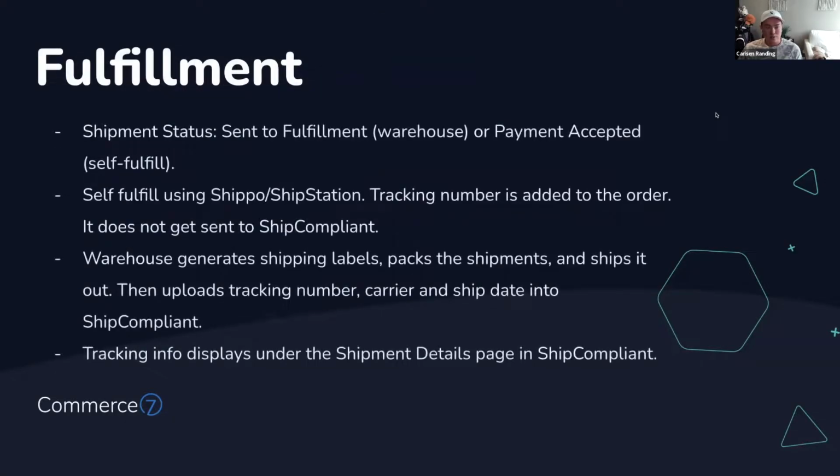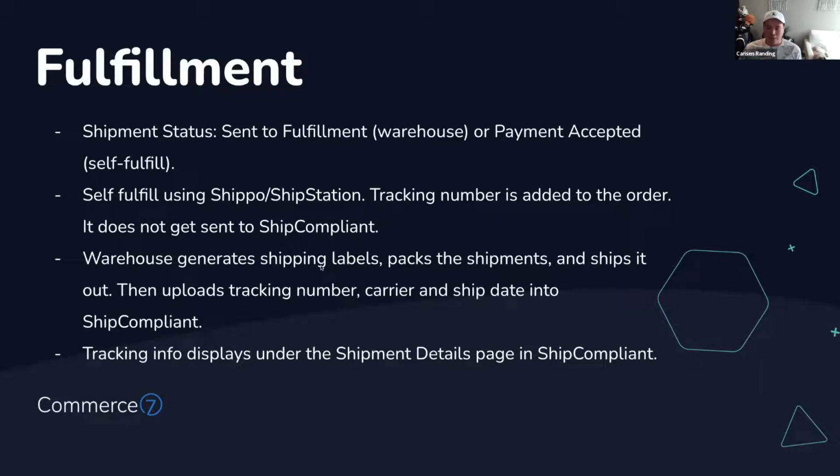Okay, let's go to the fulfillment functionality of ShipCompliant. As mentioned, we had the shipment status field in the ShipCompliant apps and extension section with the ability to send to fulfillment if you're using a fulfillment warehouse, or setting it to payment accepted if you're self-fulfilling. So the flow is, if you're self-fulfilling, then you will generate your shipping labels using Shippo or ShipStation or whatever app you're using to generate shipping labels.